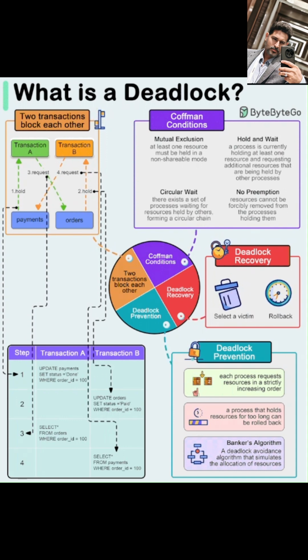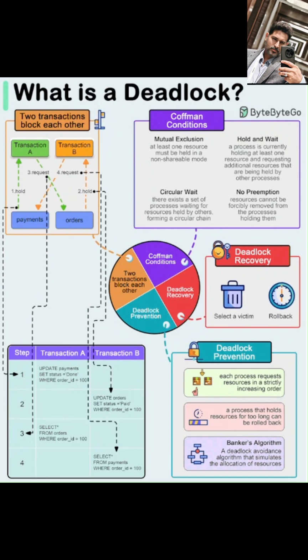Imagine we have transaction A and transaction B dealing with a database of payments and orders. Step 1. Transaction A updates the payments table, setting the status to done for a specific order, let's say order_ID equals 100. It now holds a lock on the payments related to this order. Step 2. At almost the same time, transaction B updates the orders table, setting the status to paid for the same order_ID equals 100. It now holds a lock on the order information.